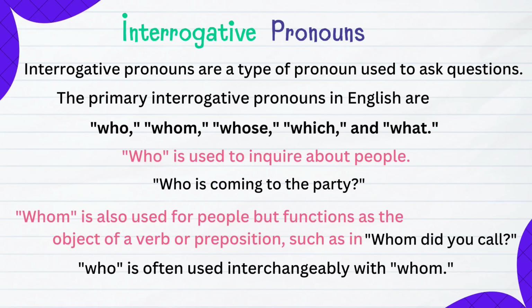Who is used to inquire about people. Example, who is coming to the party? The interrogative pronoun who is asking for the identity of a person or people attending the event. Whom is also used for people but functions as the object of the verb or preposition, such as whom did you call? Whom often appears in more formal contexts, though in everyday usage who is often used interchangeably with whom.